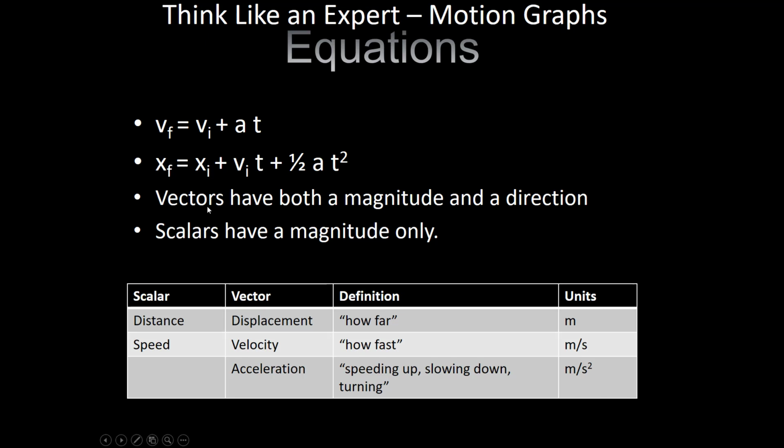Also, we've been talking a lot about positives and negatives. That's a direction. That means that we're using vectors to think about this, where direction does matter, not just how much, which is the magnitude, but also which way it is pointed. So that's why sometimes I'm switching back and forth between the words speed and velocity, or distance and displacement. I'm trying to be clear about whether I mean with the direction, or I just want to know how much or how fast.